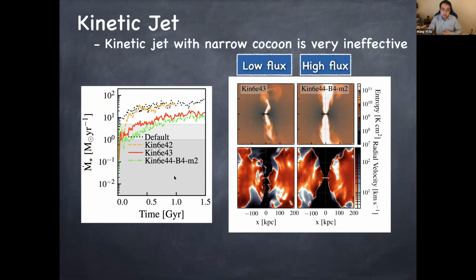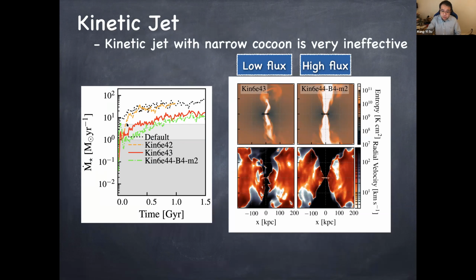So first, going into the kinetic jet. For the kinetic jet, the immediate thing we found is that a kinetic jet associated with a very narrow cocoon will always be very inefficient. This is the star formation rate of a few runs that we ran with the kinetic jet.